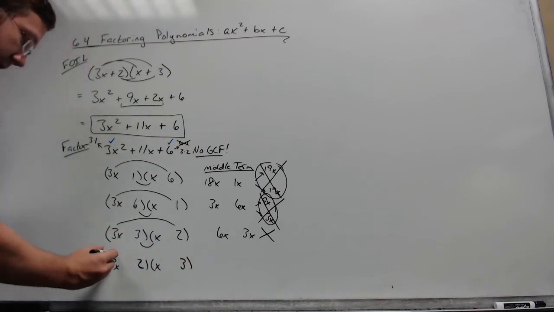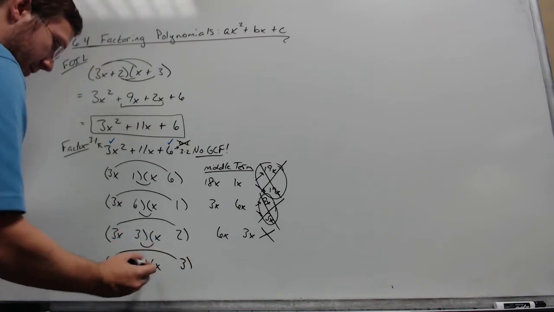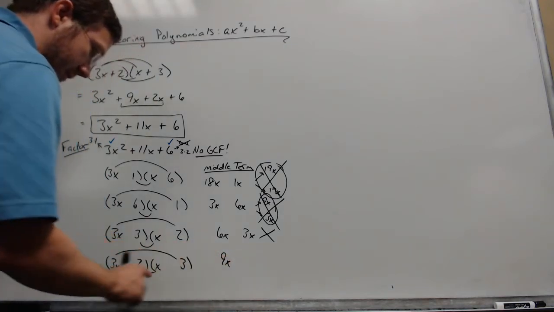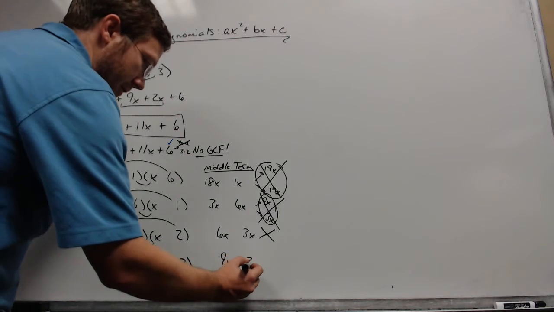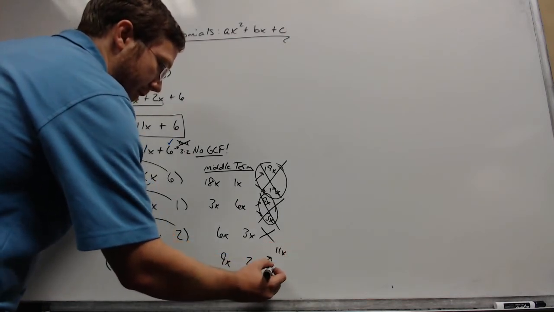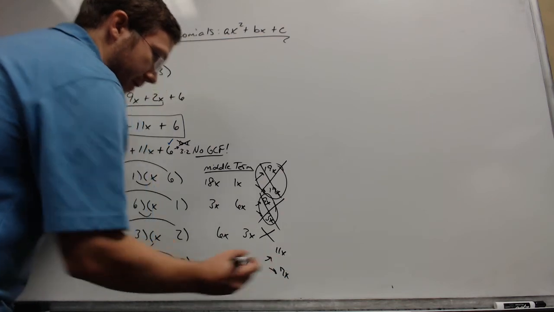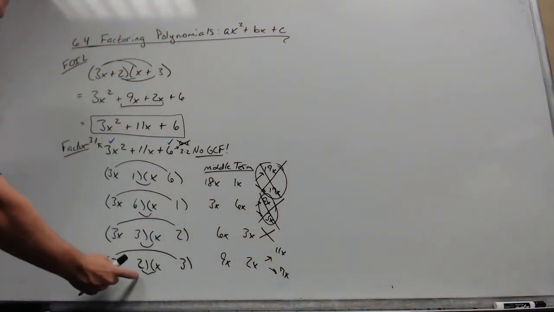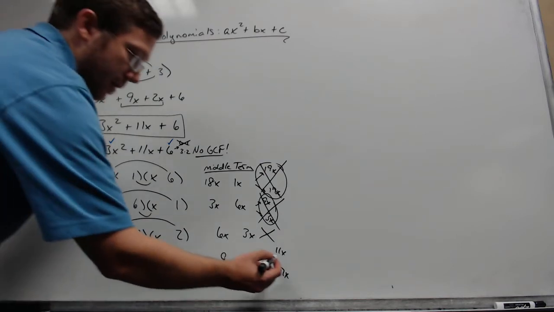Check our middle term. That'd be 3x times 3 is 9x with a 2x in the middle. And bingo, these can add up to 11, or they could potentially subtract to 7. So if this middle term is 11 or 7, then this would be the one to go with. So bingo, we found it.